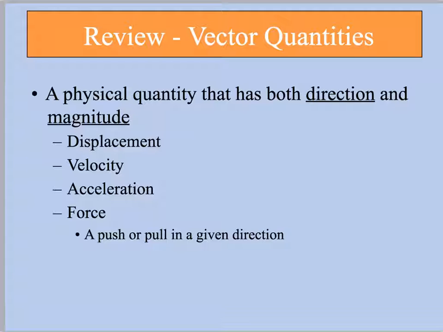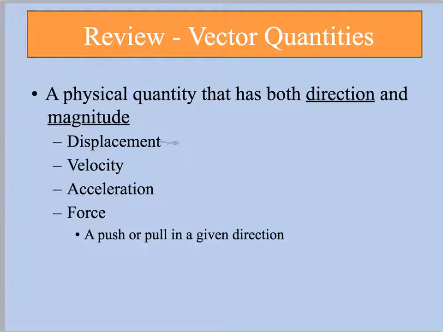The definition of a vector: it has both direction and magnitude. Now that should be very familiar to you, because when we were defining vector quantities versus scalar quantities, one of the things that we said was a scalar only has magnitude, while a vector quantity has direction and magnitude. So this shouldn't be anything new, something you've seen before.